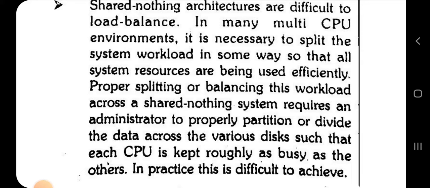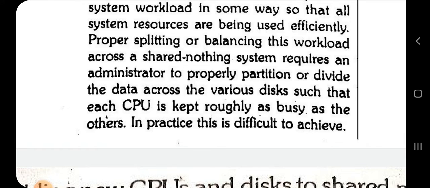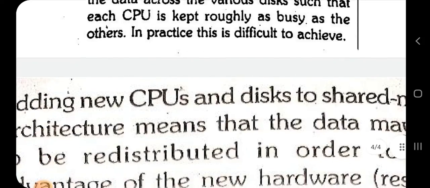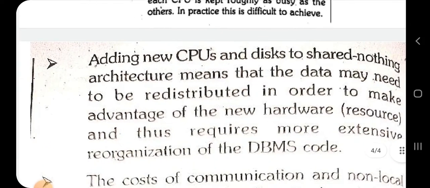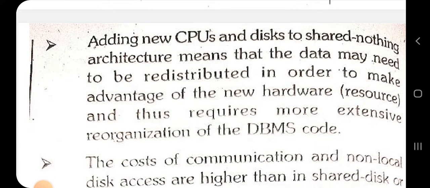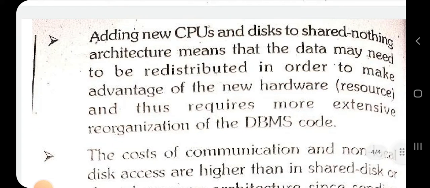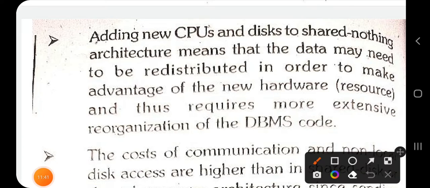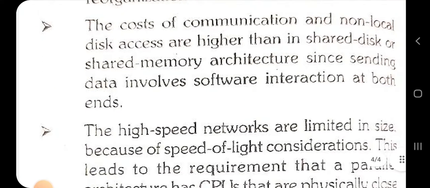It requires an administrator, who will properly divide the data across various disks. If it is not properly dispersed among the CPUs connected in the network, then every CPU should be checked every time in order to access the data from your disk. Adding CPUs and disks to a shared nothing architecture means that the data may need to be redistributed. Why? Because if we add one more new CPU, it needs to have some data on its data disk. If not, it will have an empty disk which will not have anything, and you will be wasting some memory. It needs some extra resources, extra hardware components.